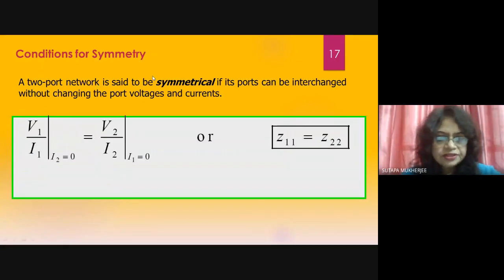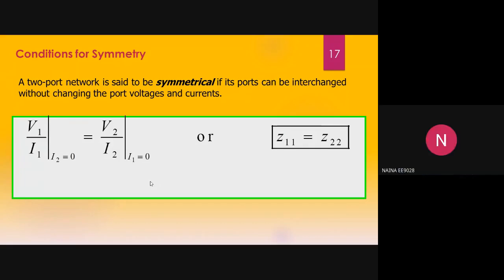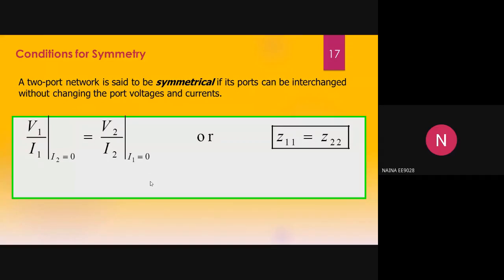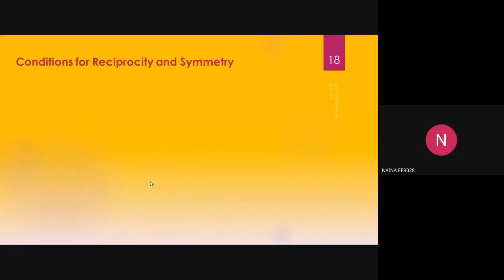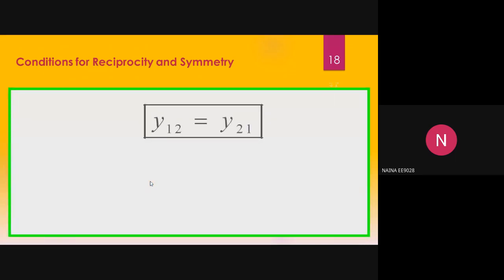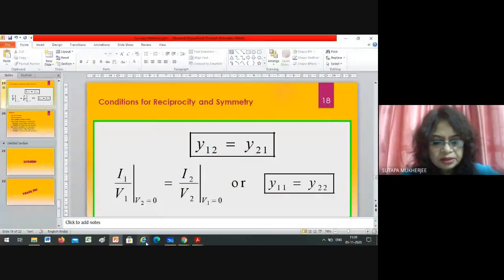The condition for symmetry in the case of Z parameters, that is impedance parameters, is Z11 equal to Z22. And what is Z11? You remember? Input driving point impedance. And what is Z22? Output driving point impedance. Okay, now go for the proof of that theorem.